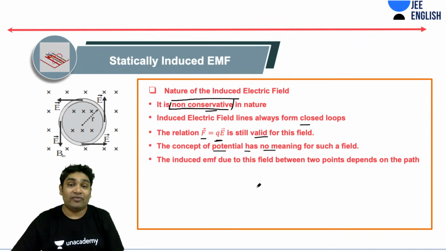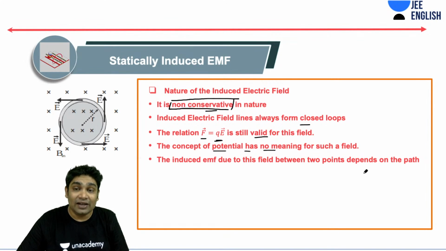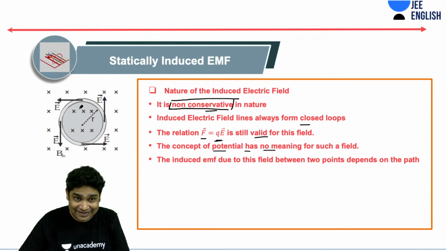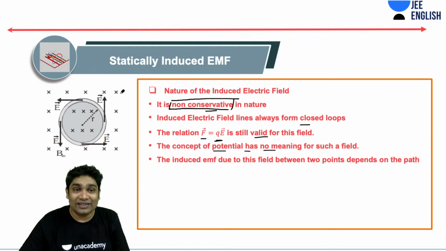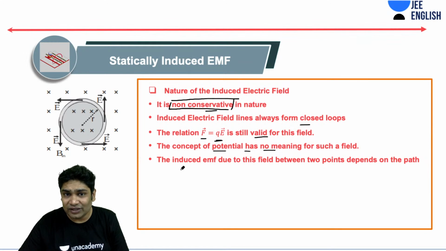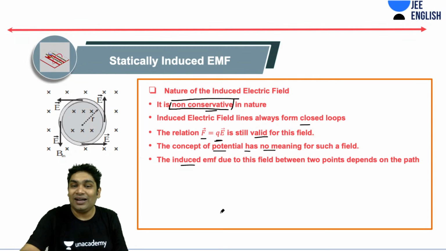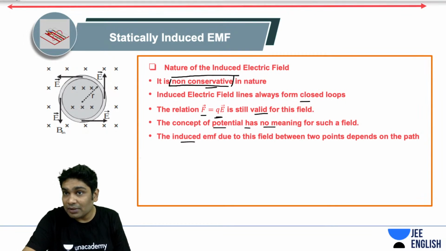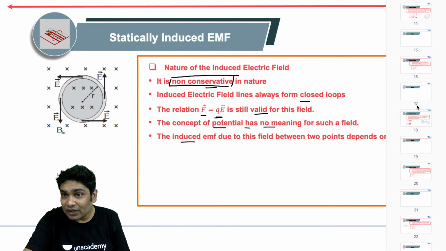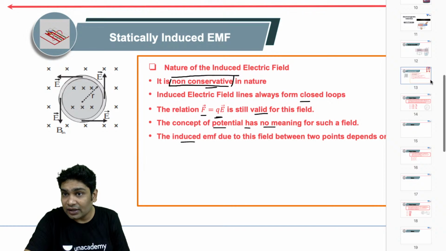Now, the induced EMF due to this field between any 2 points would depend on the path. So for instance, let's take up an example. You realize in any of the circuits, the EMF is getting induced because of these field lines. So let's take some examples of induced EMFs. How are the EMFs getting induced in different situations? Maybe let's just add a page to discuss that.